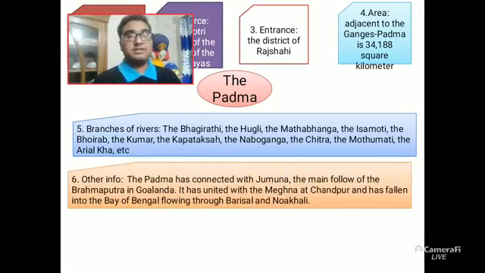Now the next point, other information. So you have to give much attention to this type of information. For example, the Padma is connected with the Jamuna, the main flow of the Brahmaputra, at Goalundo. So this is vital information regarding Padma. Then it unites with the Meghna at Chandpur and falls into the Bay of Bengal, flowing through Barishal and Noakhali. All the words of these few lines are very important and crucial, and you must memorize this information if you write.